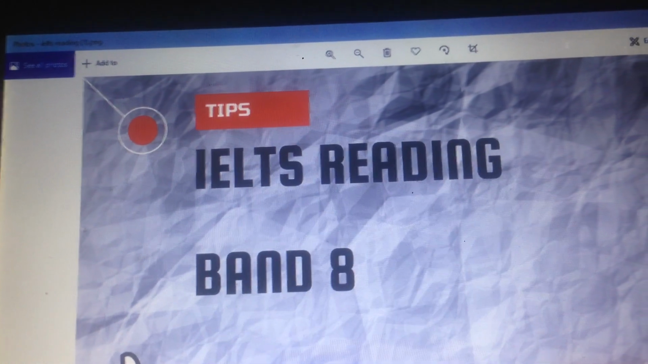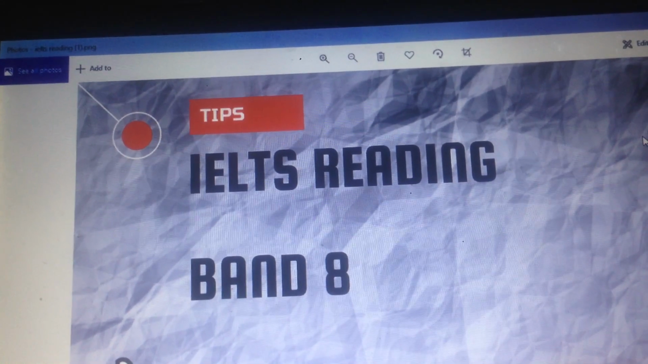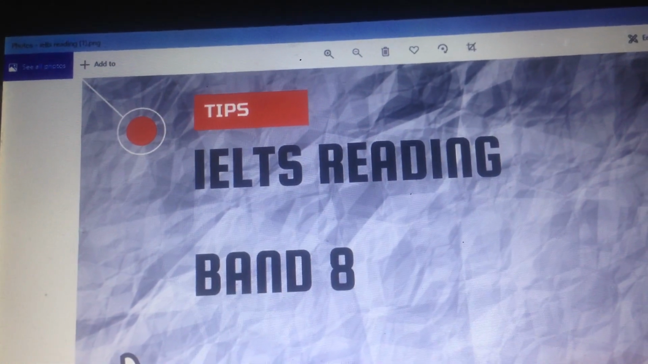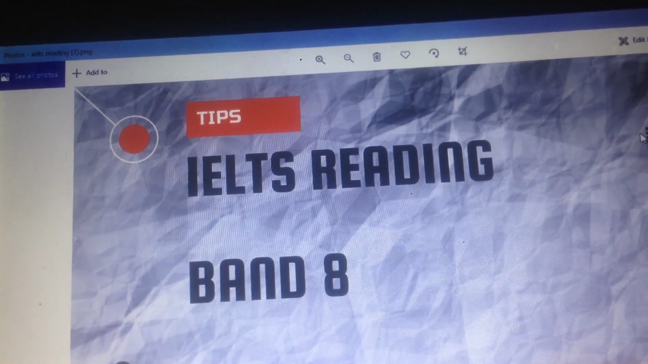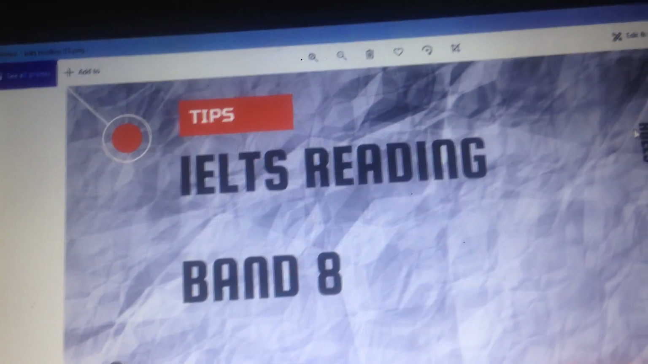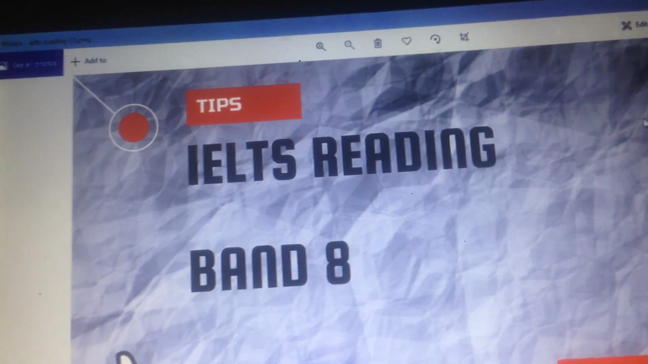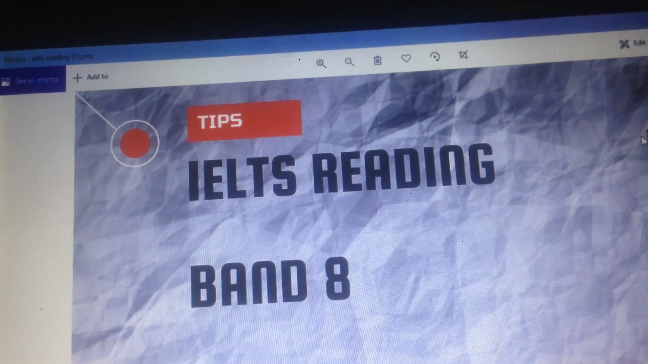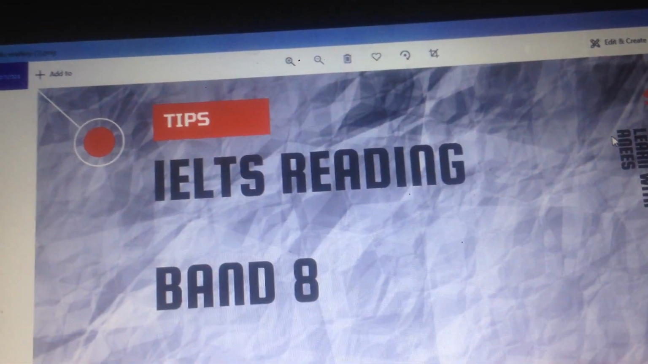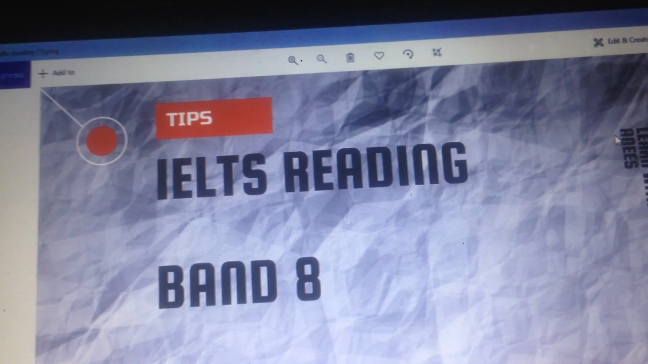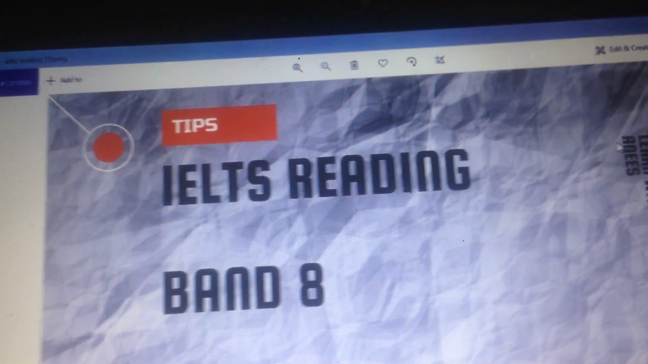Okay, now let's come to the key things that you need to know before the reading section, and we call it the tips and tricks, yeah. So the first one is read every day. This is the first tip. Second one, read questions first. This is the most important thing.